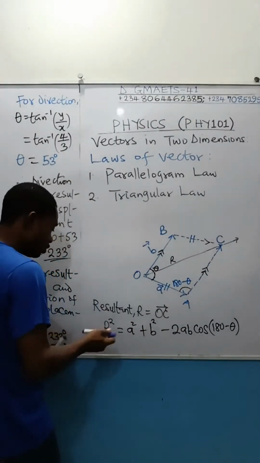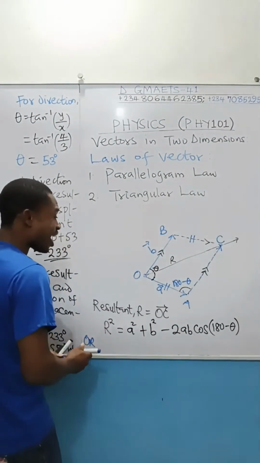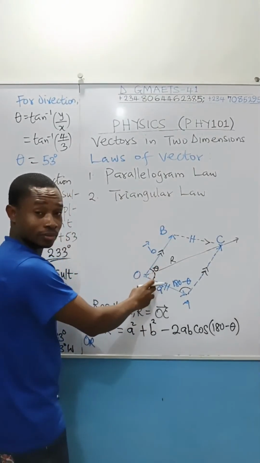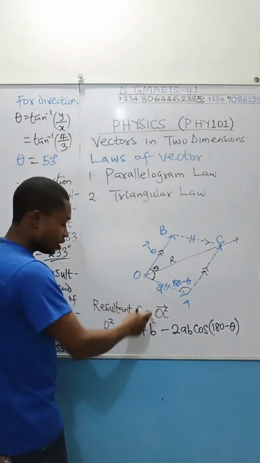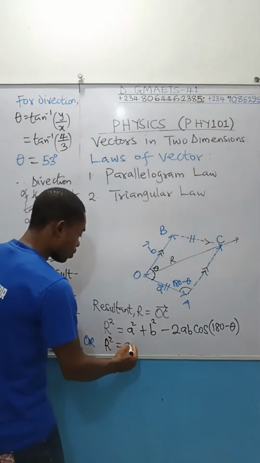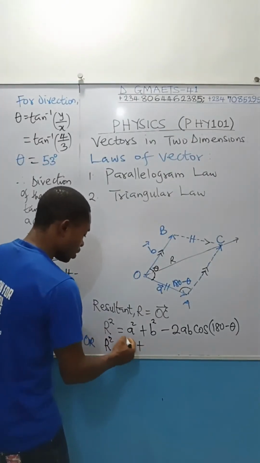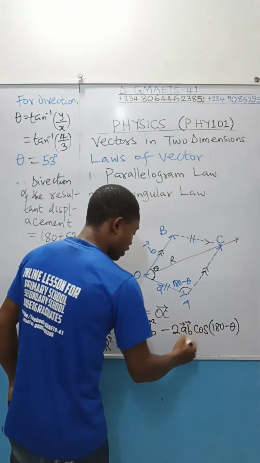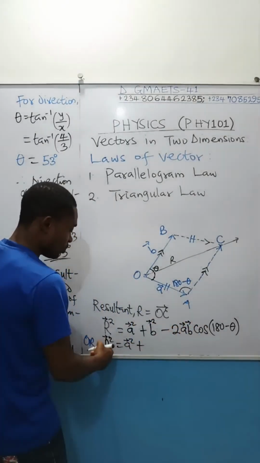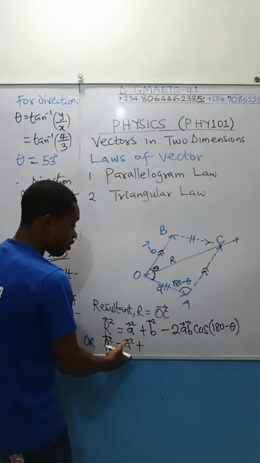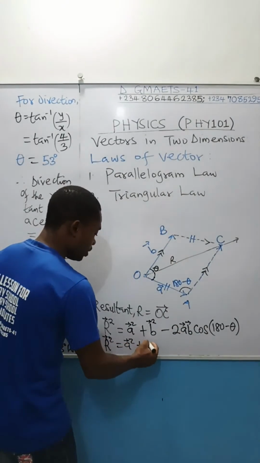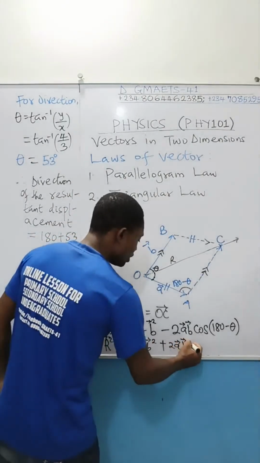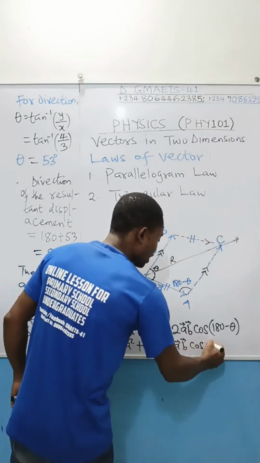So let me write or. If you want to use the acute angle given in the question, because most times the examiner gives you this acute angle, less than 90, this will be the formula. R square equal to A square, that is vector A square. Let me fix all these things so that you know we are talking about vectors. So the square of the resultant vector equals the square of vector A plus the square of vector B plus 2AB cos theta.